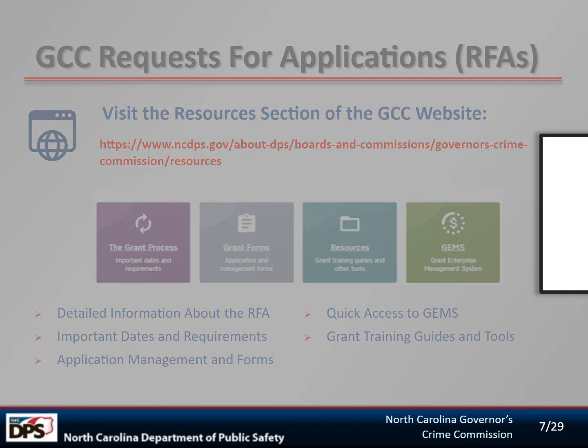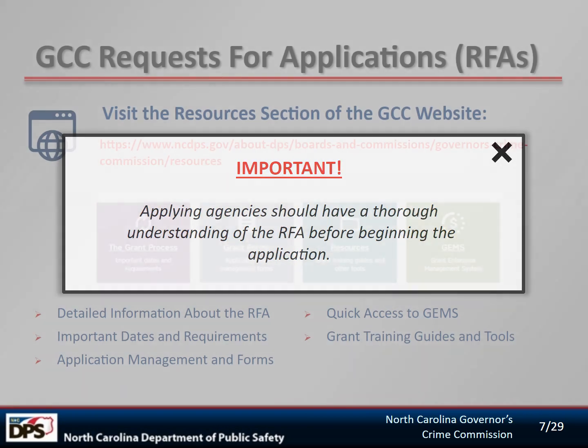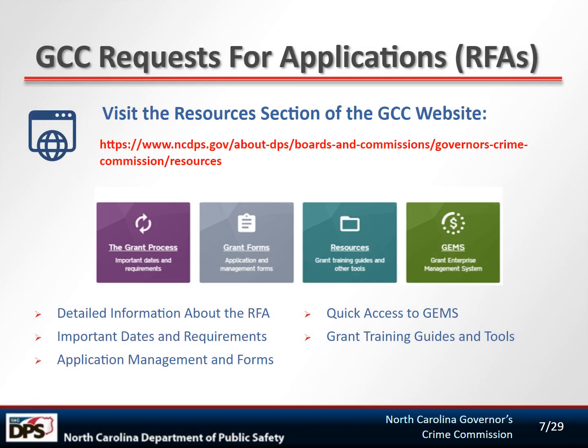Applying agencies should have a thorough understanding of the RFA and what will be required before beginning the application. It is highly recommended that applicants read the RFA in its entirety prior to beginning the application process. The GCC website provides resources that can assist with the application, including an overview of the grant process, forms, access to GEMS, recordings of the grant writing workshops, and contact information for planning staff. Applicants should feel free to reach out to planning staff with questions at any time. Click on the link to explore the GCC Resources section.